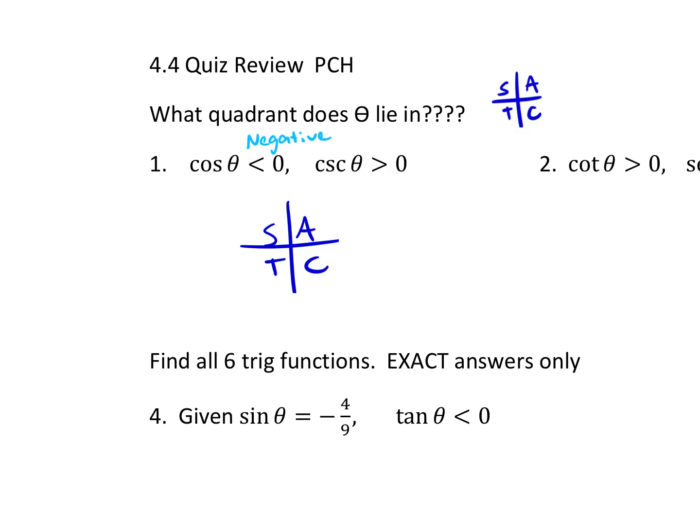Which two quadrants can I cross out, knowing that cosine is negative? 1 and 4. Perfect. It's not going to be in the all positive one, and it's not going to be in the cosine positive one. And then cosecant is greater than 0. So cosecant goes with sine. Greater than 0 means that it is positive. So which quadrant are we in? The second quadrant. Perfect. So we are in quadrant 2.